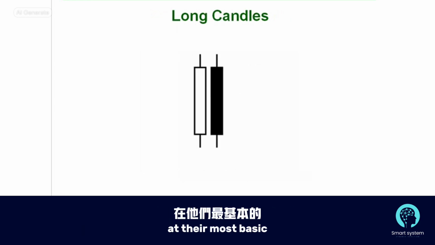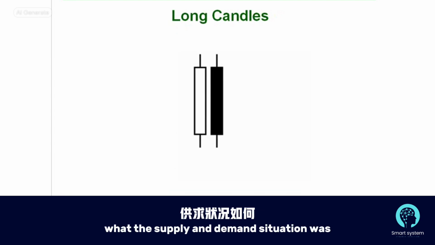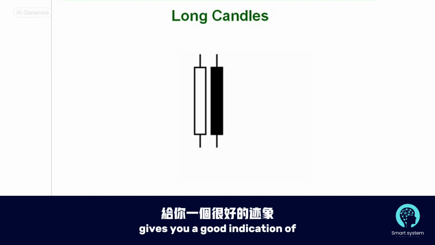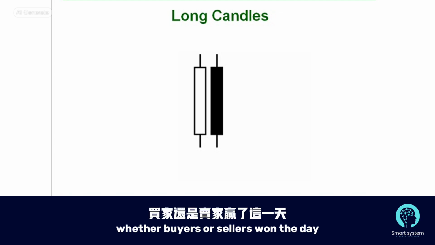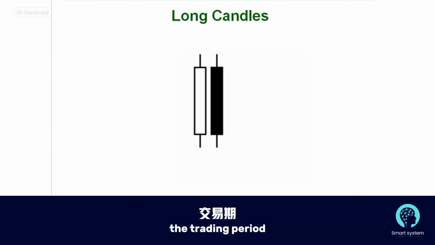At their most basic, what candlestick charts are great at doing is giving you a picture of what the supply and demand situation was for one individual period of trading. So if you're looking at a daily chart, you know that the candle for the day gives you a good indication of whether buyers or sellers won the day and how much control they had throughout the trading period.